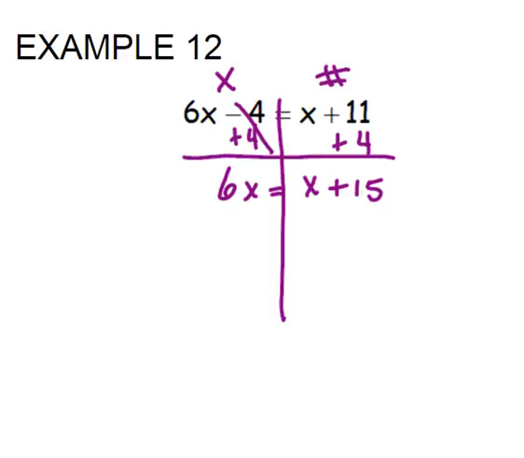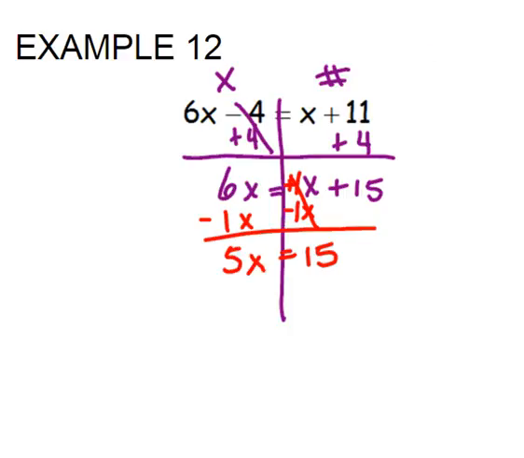Now I can focus on that right side. I want to make sure to keep my constant term, the 15, but the variable term of x, or 1x, needs to move to the left side. It is a positive 1x, so I'm going to subtract 1x from both sides. That will cancel out the 1x on the right and leave us with 15. On the left, 6x minus 1x is 5x.